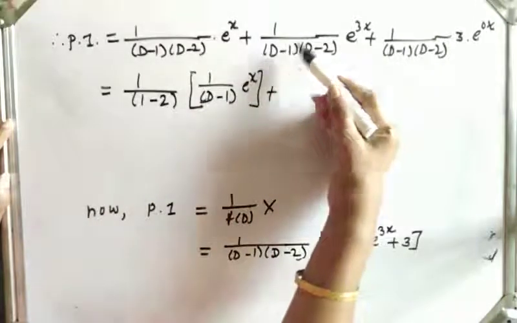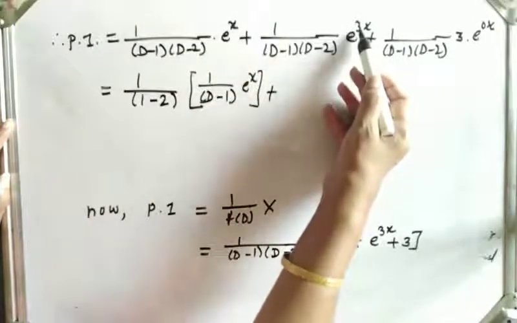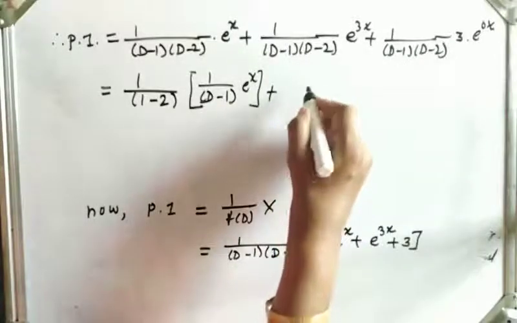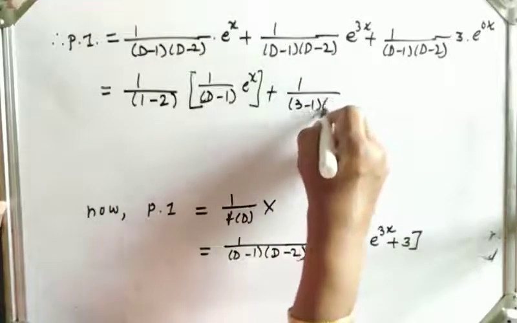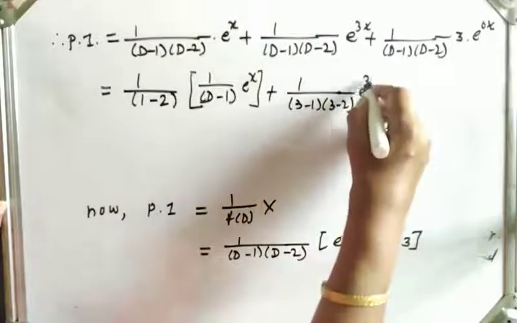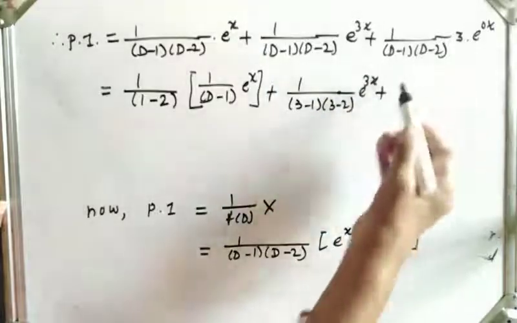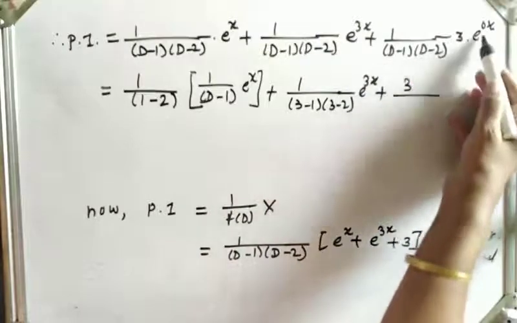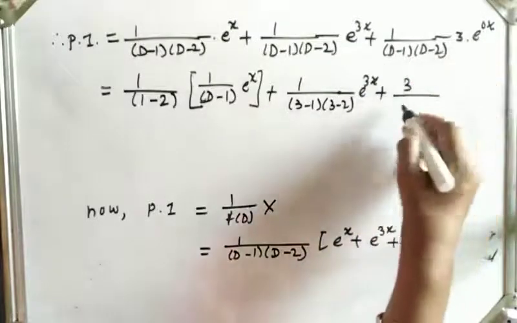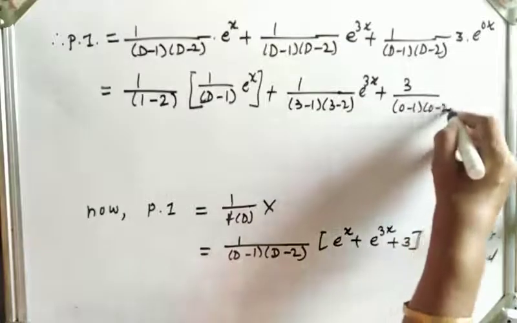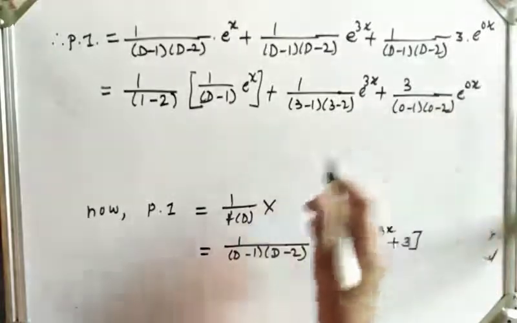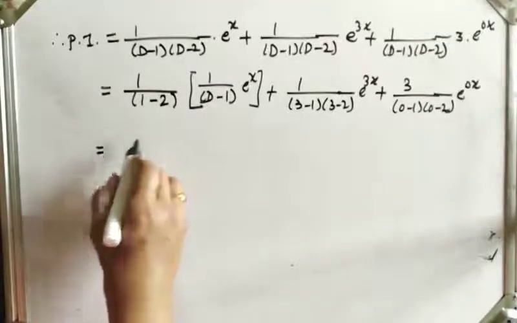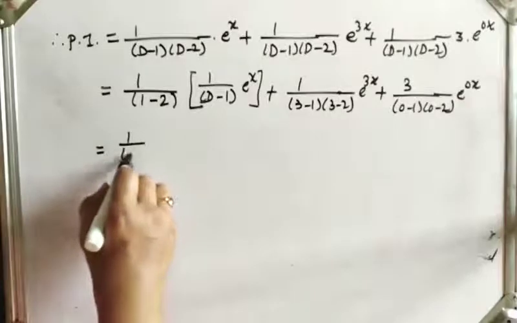Next we replace D by 3, since for e raised to 3x, a is 3. So what we get after replacement is 1 upon (3 minus 1)(3 minus 2) into e raised to 3x, plus 3 constant as it is, upon we replace D by 0 because e raised to 0x, so a is 0. So (0 minus 1)(0 minus 2) into e raised to 0x, which is 1. Which is equal to 1 upon 1 minus 2, so that is minus 1.